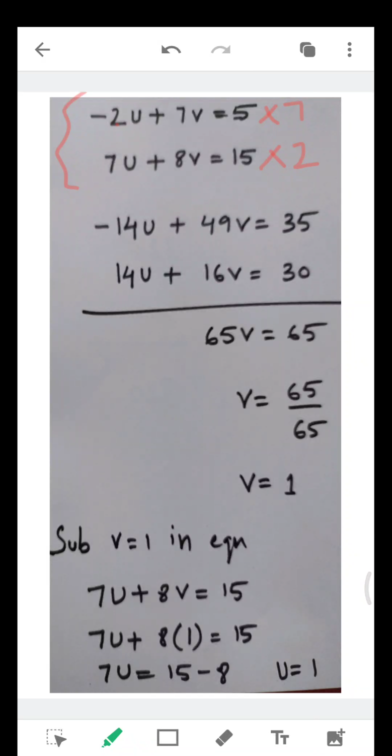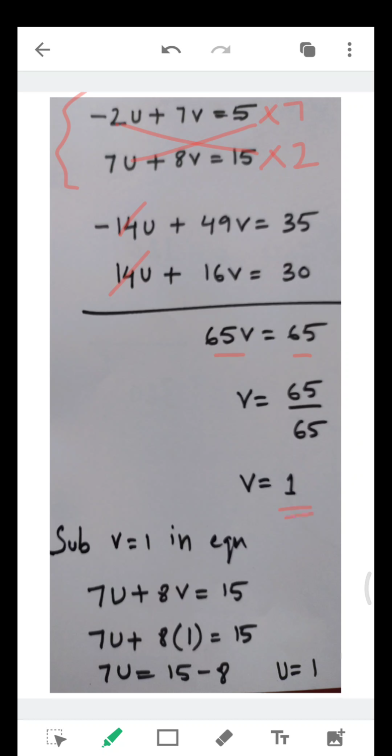For those who still have a doubt, you should make the coefficients of any one variable, either u or v, equal. How to make them equal? Multiply by 7 here, multiply by 2 here, on both sides. So here you can see I can eliminate minus 14u plus 14u. So 49 plus 16 is 65v, and this is also 65. So v is equal to 1.